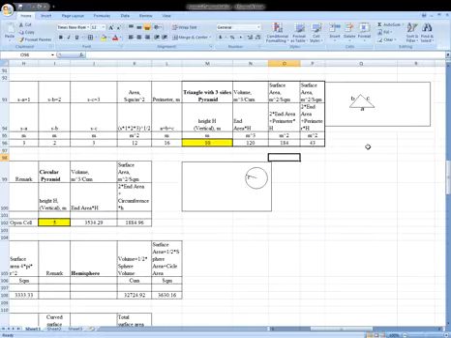Now surface area: 2 into area plus perimeter, okay, fine. This is 2 into area plus perimeter. This is the total area now, the surface area.